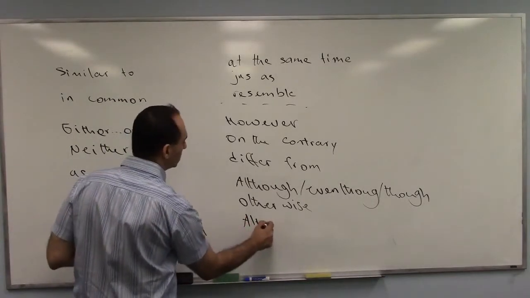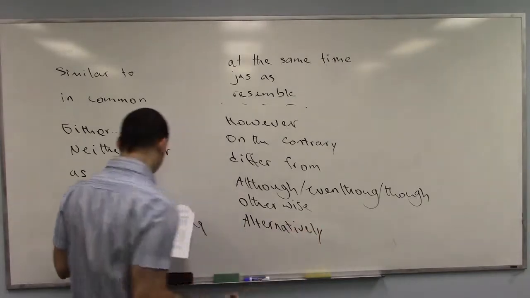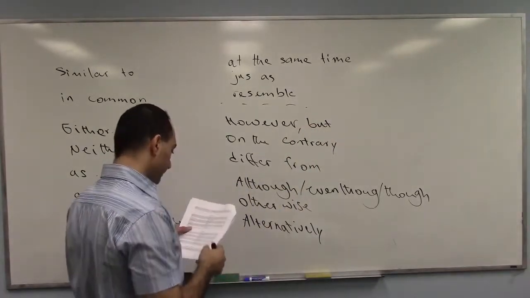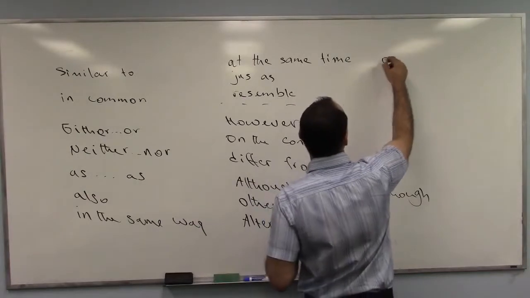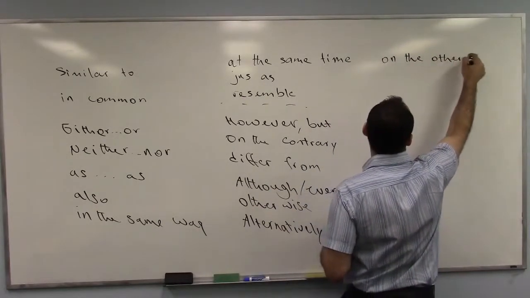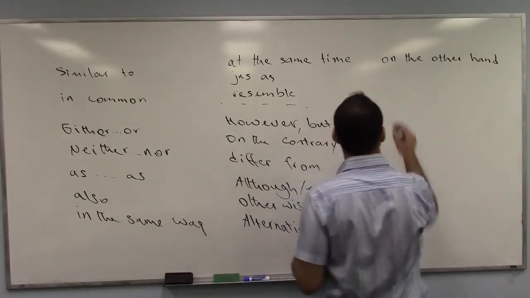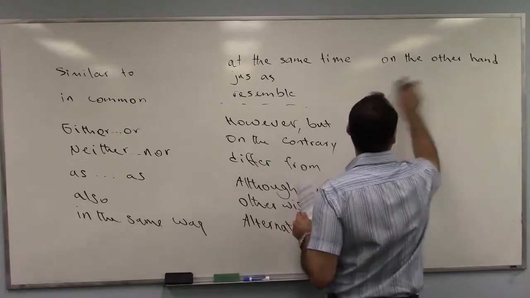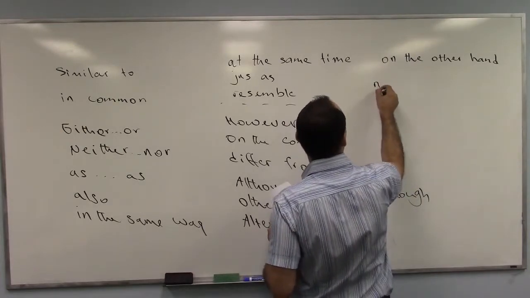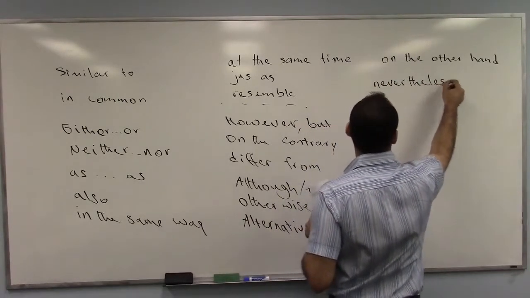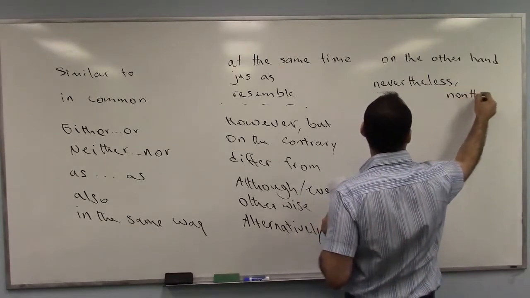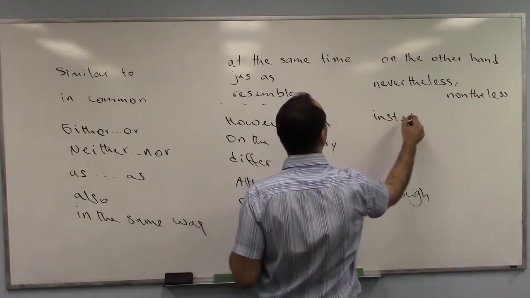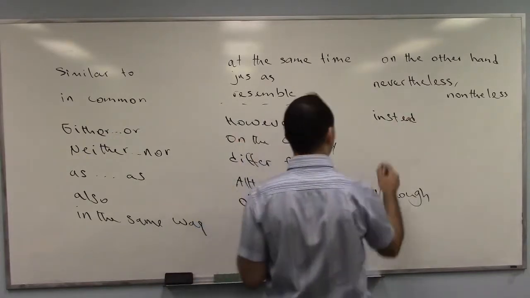Alternatively. But. Where's however? However, but. Yeah. What else? On the other hand. So, on the other hand. Yes. Nevertheless. Let me write this one a little more legibly. So we have nevertheless, or we also have nonetheless, right? Though, instead, and even though.